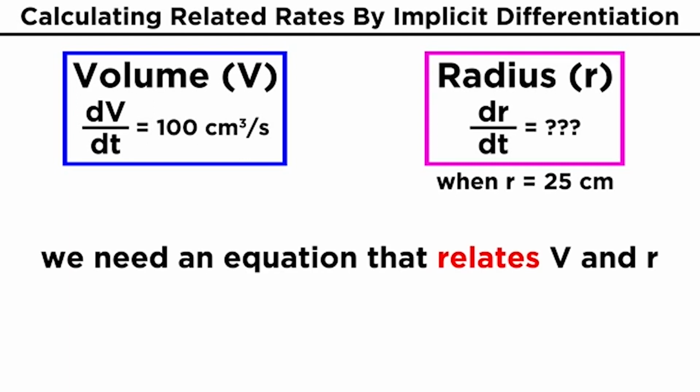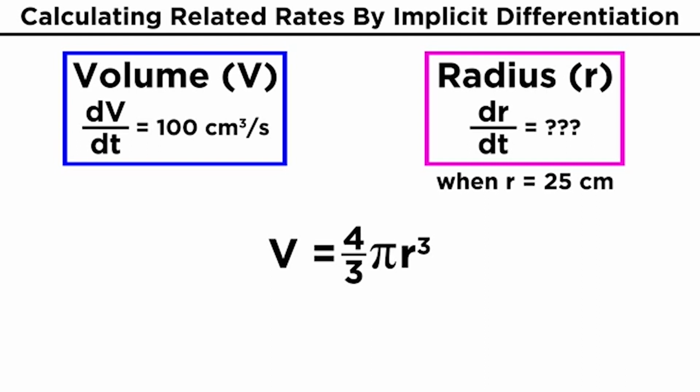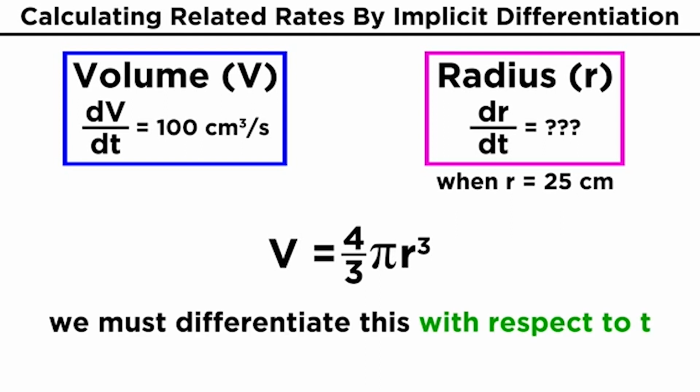To see how these values will relate, we need an equation that relates V and r, and that will be the equation for the volume of the sphere. When we learned geometry, we saw that this formula is V equals 4/3 pi r cubed. Now, as we said, what we are looking for is dr over dt, so let's differentiate this with respect to t.